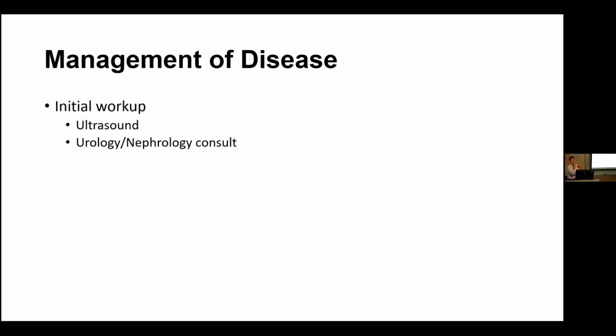And I was also asked to talk about initial workup, what to do if you have a patient who's been diagnosed and how we manage them. So I think we would recommend initially at least just an ultrasound. We want to look at the bladder, we want to look at the kidney collecting system, the ureters. And based on that, both the urologists and nephrologists will work together. We can consult and come up with a plan.